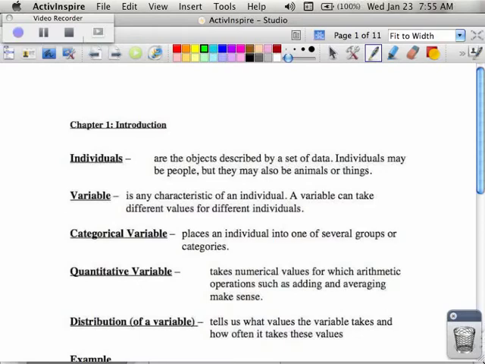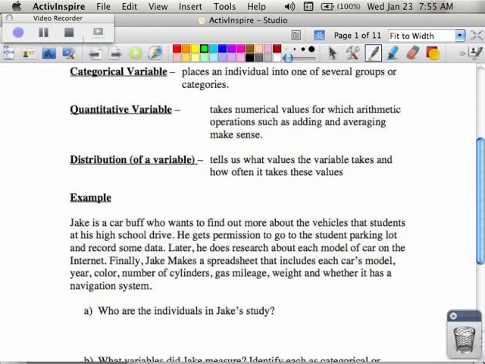Distributions of a variable tell us what values the variable is taking and how often it takes them. So for example, you might see that the number of people in this class who are 17 is 32 people. And that's what they're talking about with the distribution. So the number 32 would show up in a table.